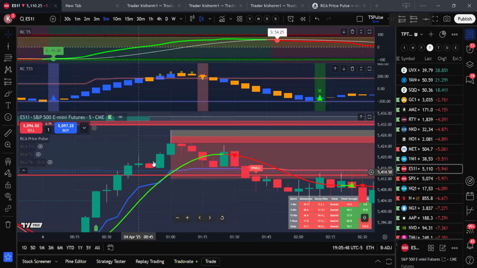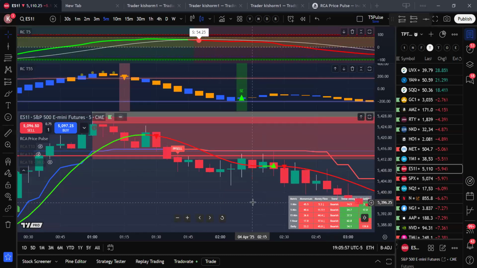So here it came all the way up to the top. Then there is a major resistance. So there was some consolidation for some time, and then there was a huge drop.